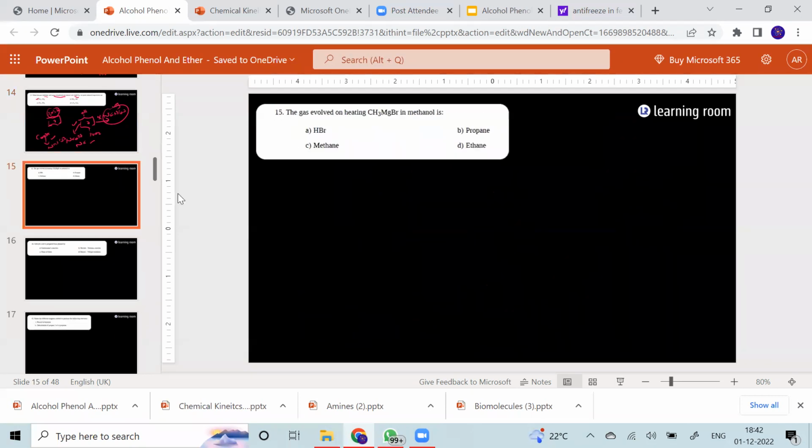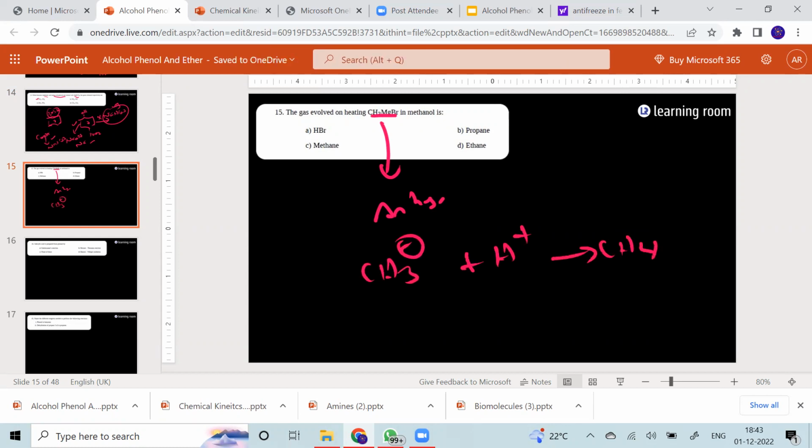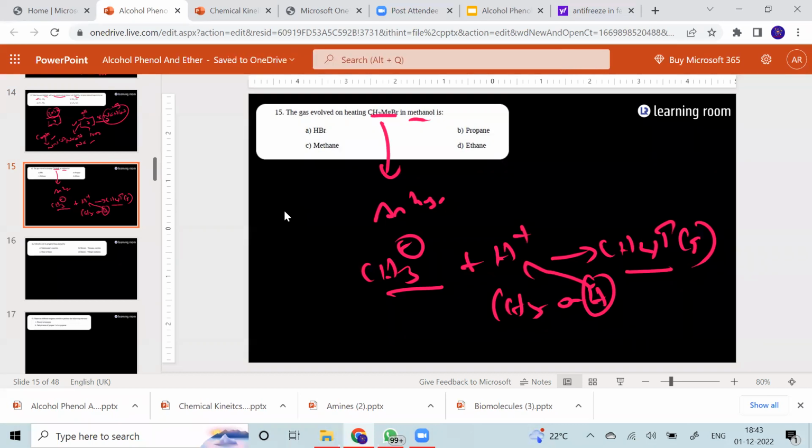Okay, next. The gas evolved on heating CH3MgBr in methanol. Now, guys, we know that all Grignard reagents must be stored under anhydrous conditions. Why? Even in the presence of traces of H+, the CH3 minus coming from the Grignard reagent will take it up, and this is going to form CH4 gas. Methane is a gas. Where is H plus coming from? From your CH3OH. Alcohols are acidic. So this H plus comes and reacts to form methane gas. So the answer would be methane.